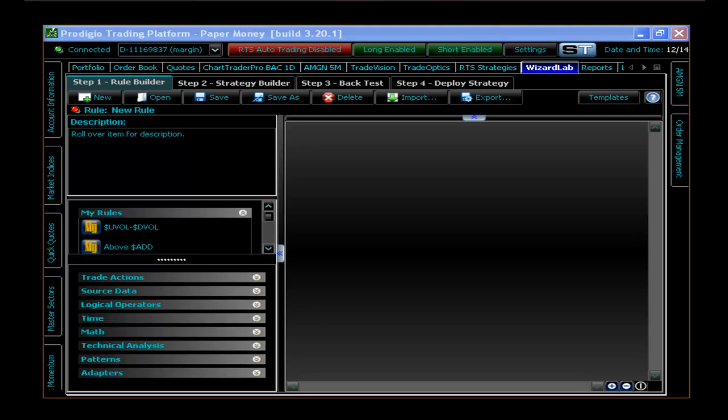We've gotten some requests lately to cover some more of the basics so people can get started right away. And the beautiful thing about Prodigio and about Wizard Lab is that it's very simple to get running right out of the box. So I'm going to demonstrate some of these ideas today to try to get your mind thinking in terms of what you can do with the system.